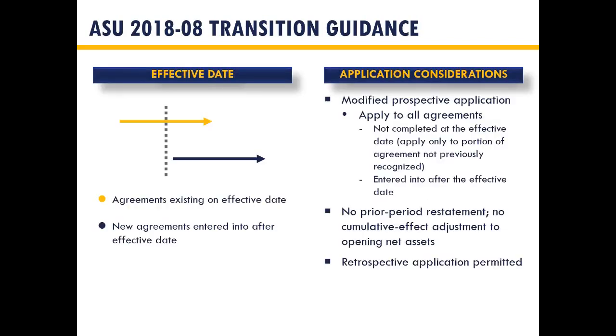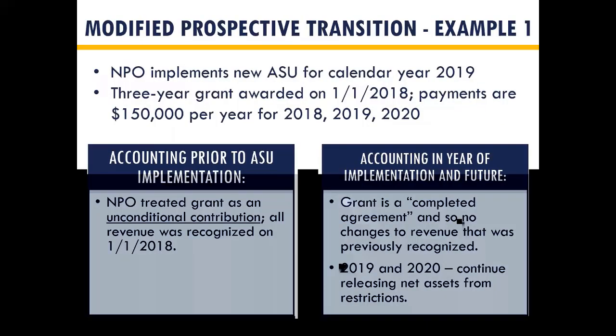So, transition guidance. You're going to look at your agreements at the effective date, and you're going to determine if you have any agreements which were not fully completed or for which the revenue was not fully recognized at that point in time, and you're going to apply the remaining portion of those agreements or grants under the new, clarified guidance. And also you apply it to any new agreements that you receive after that effective date. So there's no prior period restatement, no cumulative effect adjustment to your opening assets. You can apply a retrospective application. We think this is fairly uncommon when this method would be used, however.